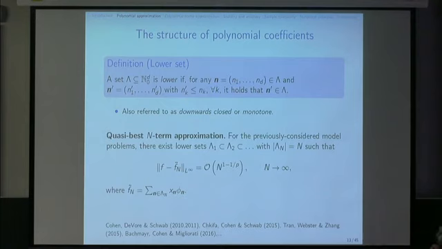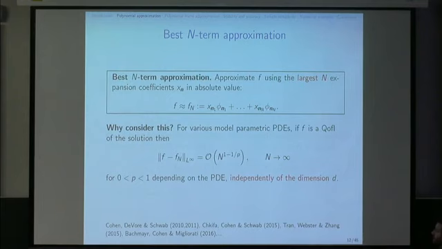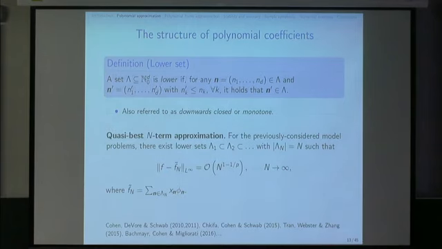So what can you say? Well, with the same theoretical setup and looking at the same types of model problems, you can say that not only can you achieve a rate of n to the 1 minus 1 over p for the best n-term approximation, but you can actually achieve the same rate with a sequence of lower sets. So you can find a sequence of nested lower sets of cardinality n that give you the same rate. So you get a quasi-optimal n-term or quasi-best n-term approximation by working through lower sets.